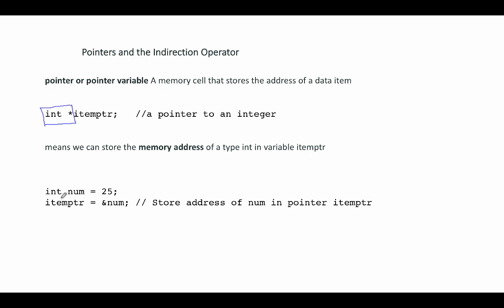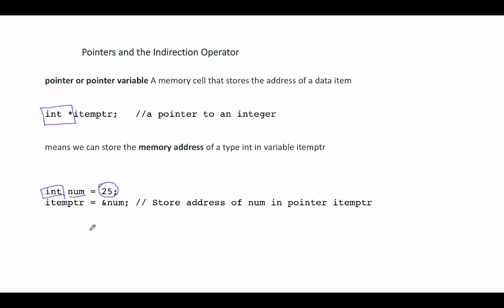This is what we've always been doing. We just declare an integer and we assign it a value. Now, in order to make our integer pointer point to our integer, we use an assignment statement that says, I would like my integer pointer to point to the location where num is located. Now, if we want to get to this 25 right here, and we don't want to do it by using the variable num, we can change our pointer into an integer by putting an asterisk in front of it.